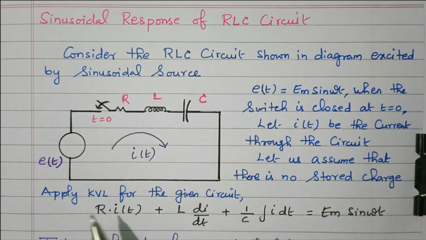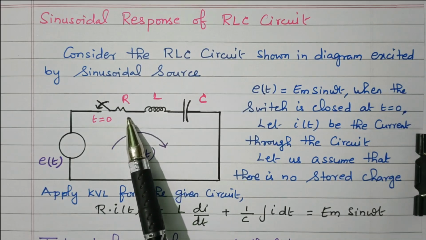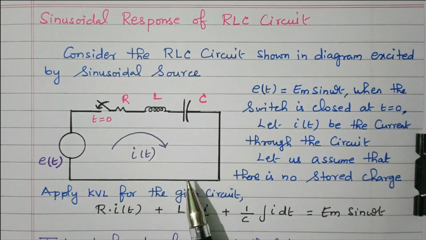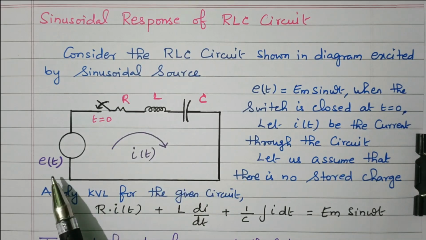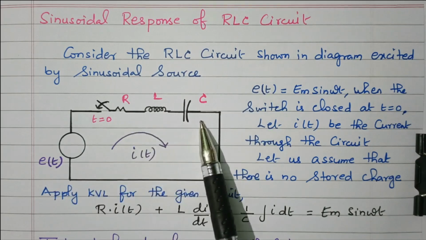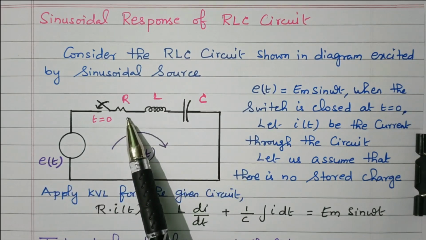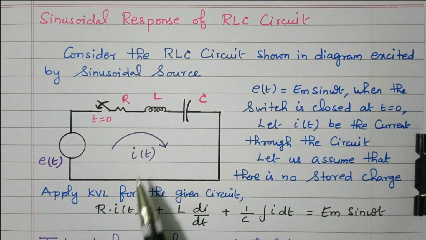Now we are going to apply Kirchhoff's voltage law for the given circuit. Kirchhoff's voltage law says the applied voltage Em sin omega t is equal to the voltage drop across resistor, inductor and capacitor. Otherwise, voltage rise equals voltage drop. The voltage drop across R is R into I of t, across the inductor is L di by dt, and across the capacitor is 1 by C integral I dt. That is equal to the applied voltage Em sin omega t. So this is the KVL equation we got.